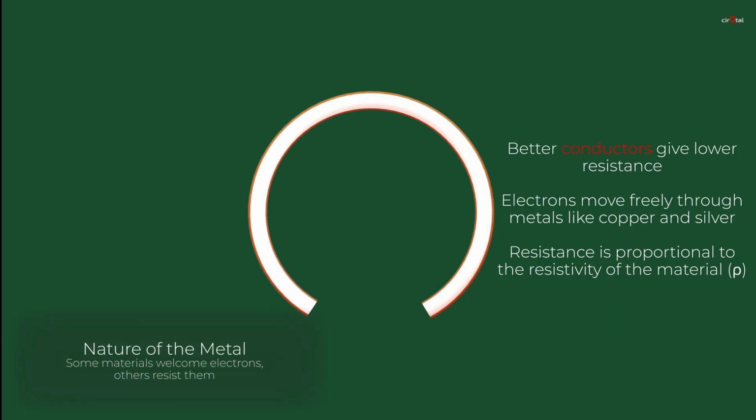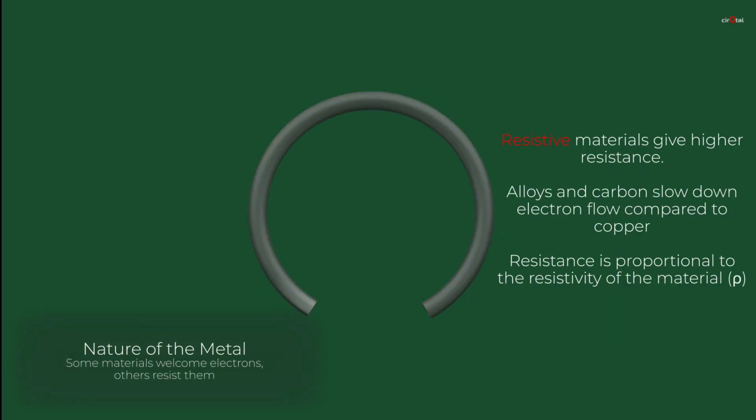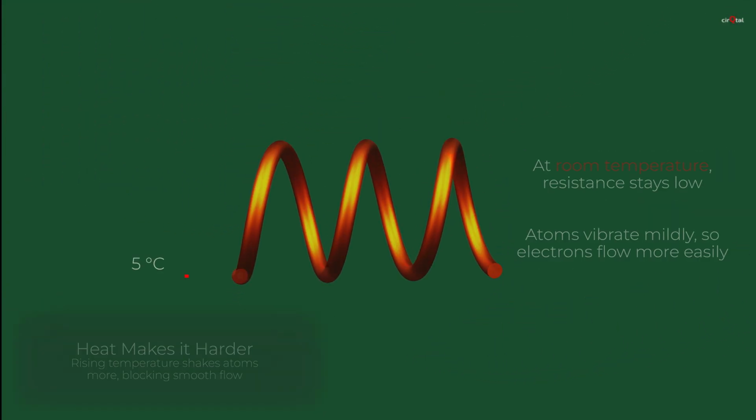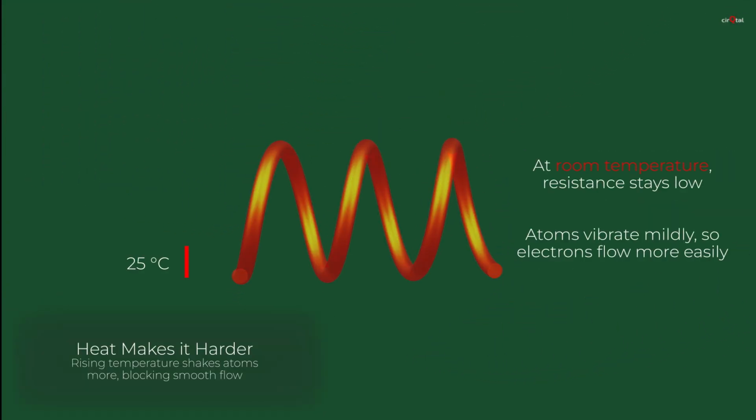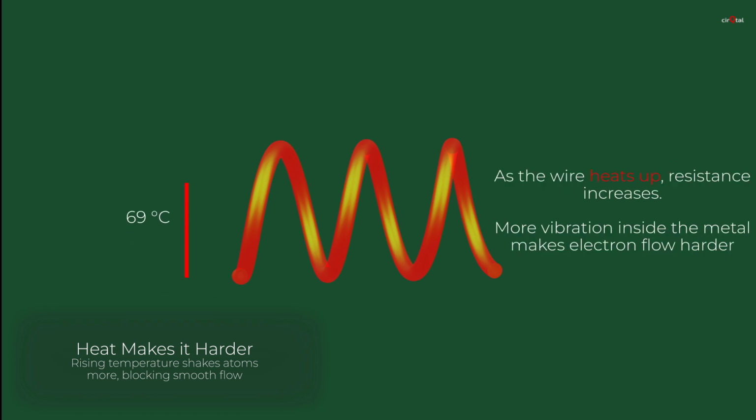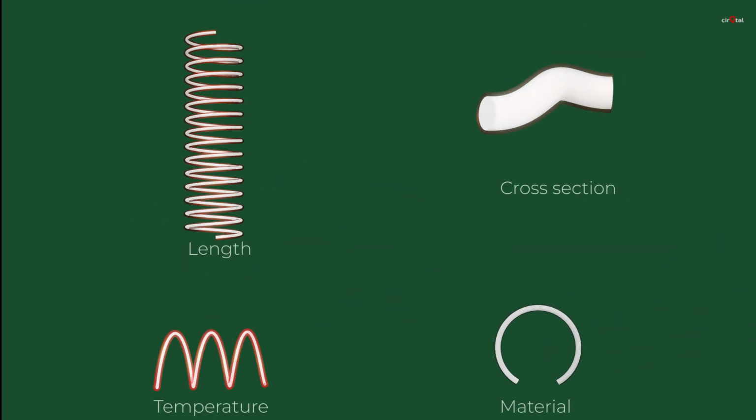Third, the material. Copper and silver let electrons flow easily. Nichrome, carbon and other resistive materials slow them down a lot more. And fourth, the temperature. As a wire gets hotter, the atoms inside it vibrate even more. This makes it even harder for electrons to pass. So the resistance increases with the temperature.